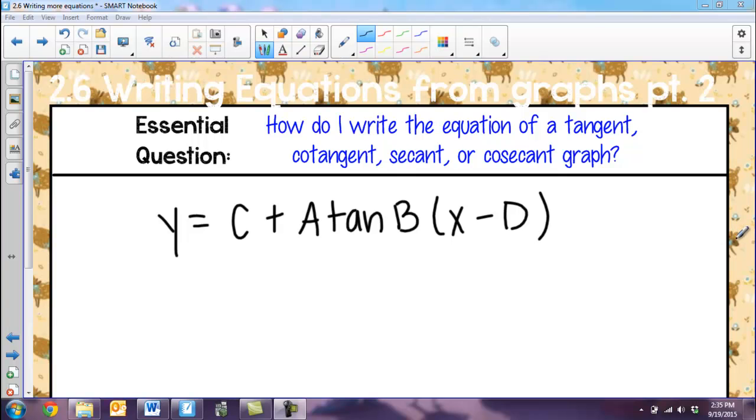Hey guys, today we are going to do the last new thing in Unit 2, which is to write equations of the graphs of tangent, cotangent, secant, and cosecant. So your essential question is, how do I write the equation of a tangent, cotangent, secant, or cosecant graph?